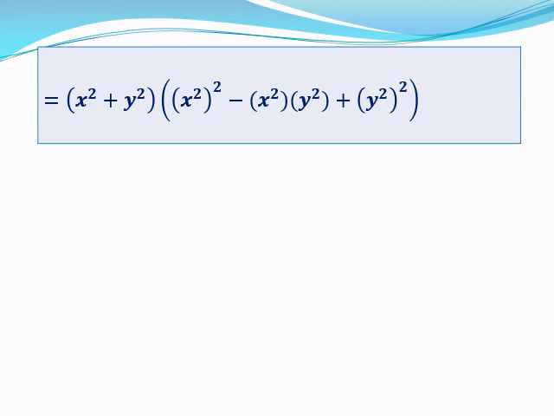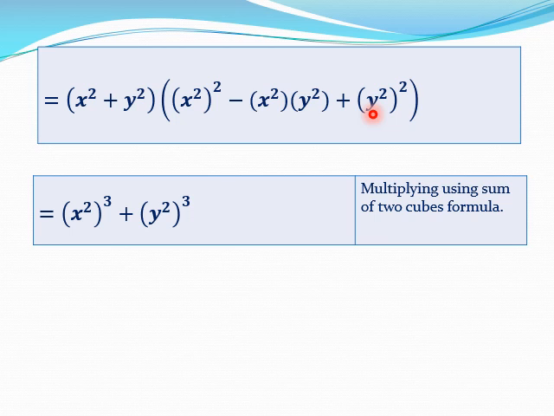x² + y² times x⁴ minus the product of the first term and second term plus the square of the second term. Multiply this using the sum of two cubes formula: here is a sum of two terms, first term plus second term, and here you can observe first term square minus product of first and second term plus second term square. So we can write it as first term cube plus second term cube.